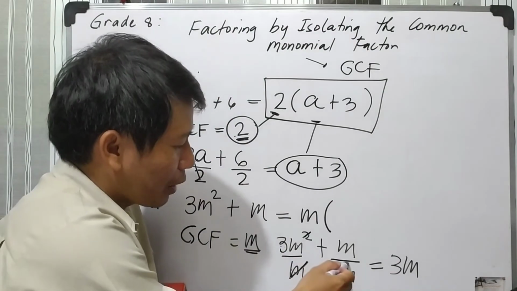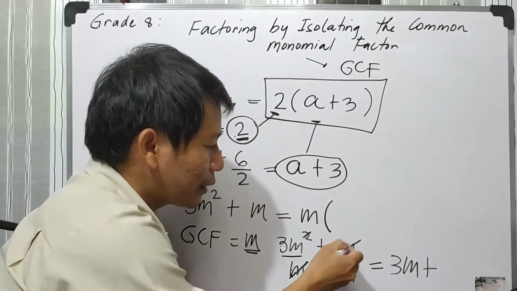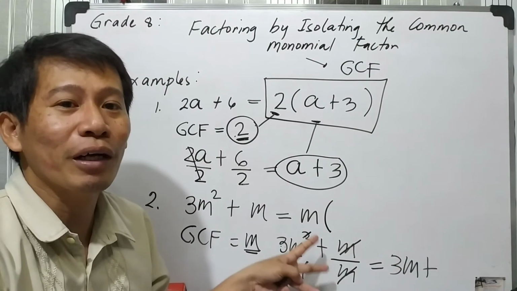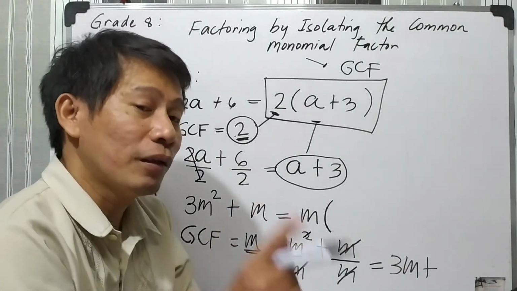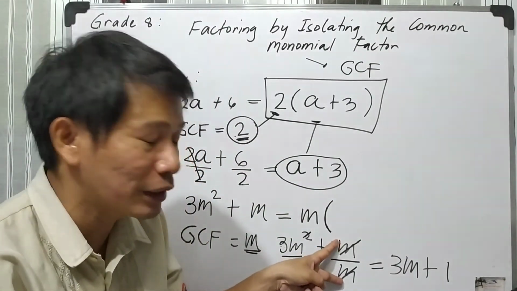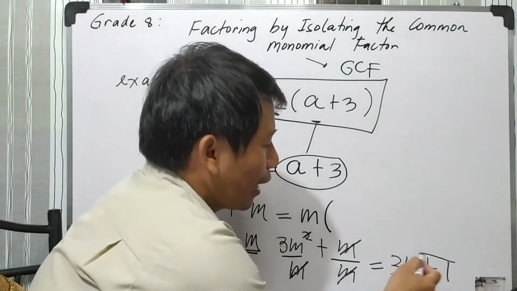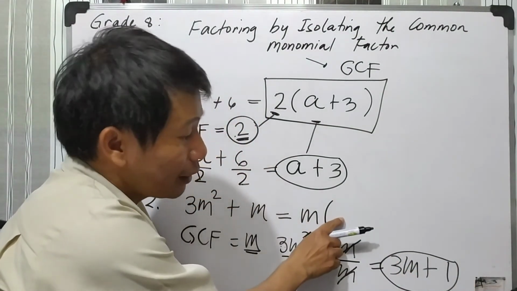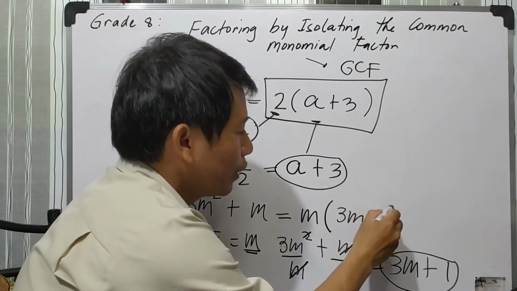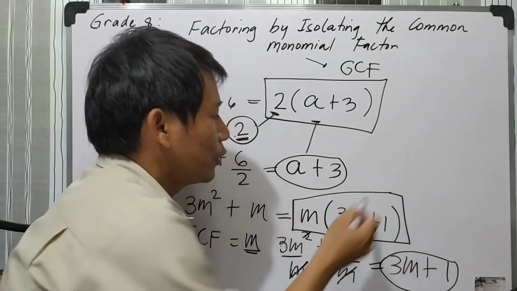Okay? How about this one? So, plus, since exactly the same ito, if we will cancel it out, parehas sila. Cancel out. So, what will be the quotient? The quotient is 1. Tandaan niyo yan ha, pag exactly the same yung terms, you can cancel out, but the quotient is 1. And this is our second factor. So you write it here now. We have 3m plus 1, enclosed with parentheses. So therefore, these will be our factors.